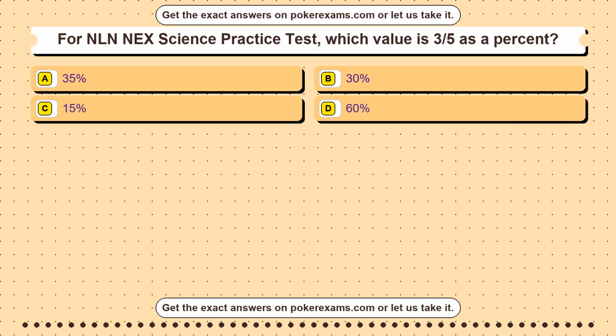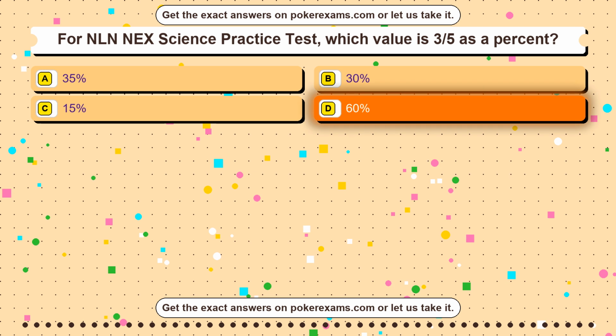Question 22. For GED RLA practice test, which value equals 5 superscript 2? Option A, 25. Option B, 52. Option C, 7. Option D, 10. The correct answer is option A.